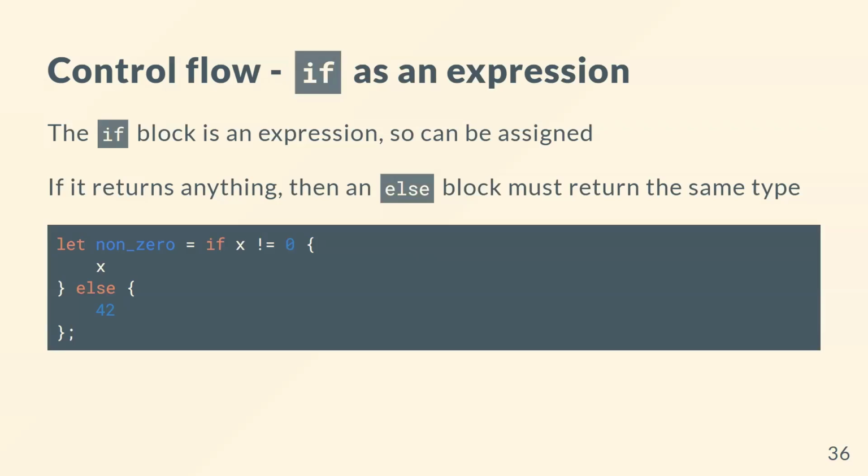We talked about expressions and statements. If blocks are expressions, and that means they can be assigned. But if you are assigning them, so here I've written let non-zero equal, that means that I need to have an else block on it so that it returns the same type. If it didn't return anything, then I wouldn't need an else block to return the same thing, because the else block is implicitly just returning the unit type. It's not doing anything. But in this case, I'm returning x, and x is a number. Therefore, I need to return a number, the same type, in my else block.